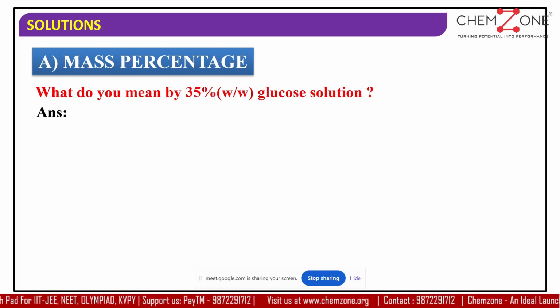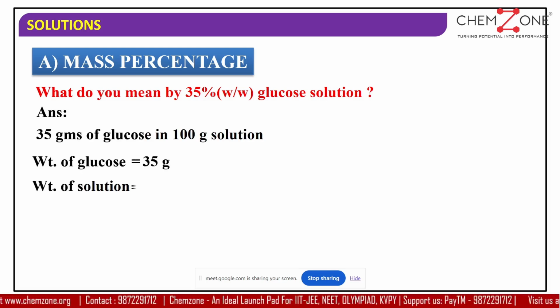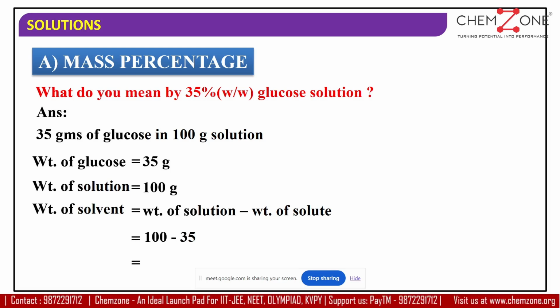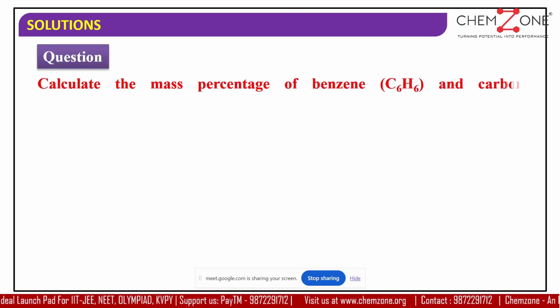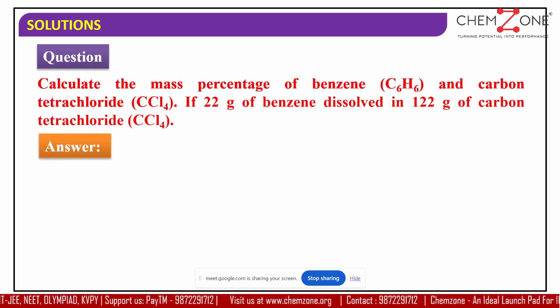Basically, sir, 35 grams of glucose dissolved in 65 grams of water. Understood? Solve this question. Clear the mark.